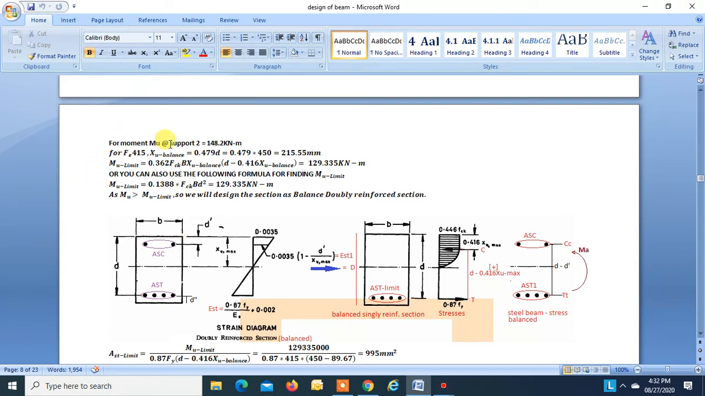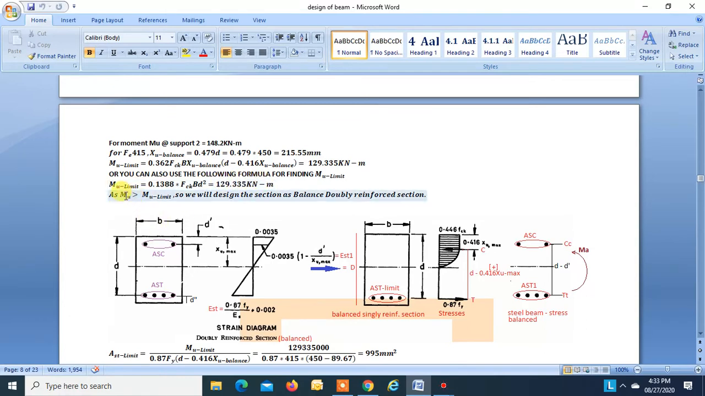For moment at support 2 equal to 148.2, we are taking Fe415. Xu balanced for Fe415 is 0.479d, which turns out to be 215.55, the Xu balanced, or you can say Xu max. Now you can find Mu limit, that is equal to C into lever arm. C is 0.362 fck b Xu balanced or Xu max, into lever arm, right? So that turns out to be 129.335 kNm. Or you can also use the formula directly given in the code for finding Mu limit. Mu limit is equal to 0.138 fck b d squared, which also gives the same value, 129.335.